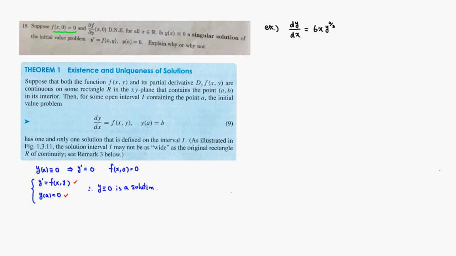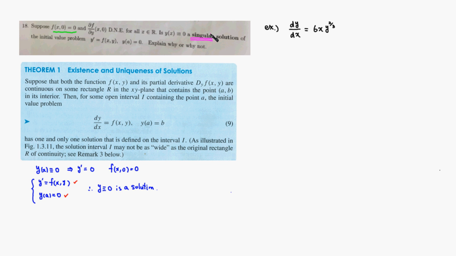A singular solution is a solution that's not part of the general solution, you know, the one with the C in it. And so if the initial value problem has a unique solution, then the solution cannot be a singular solution because it's going to be a part of the general solution. So if you have an initial value, then you should be able to identify a unique solution.